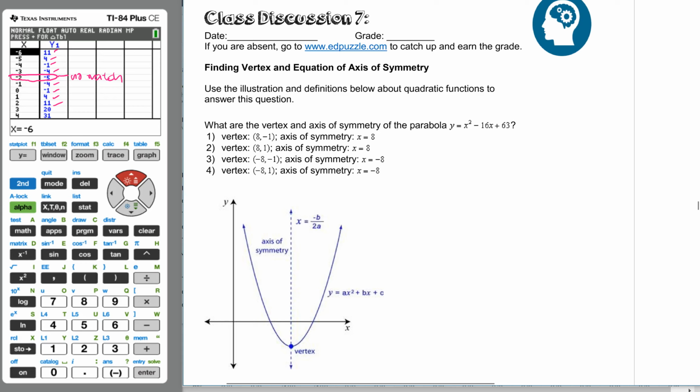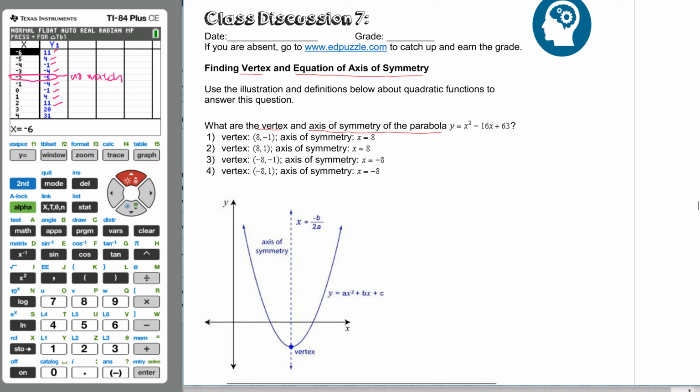Let's work now on class discussion 7, finding vertex and equation of axis of symmetry. Okay, so you're given the problem here. What are the vertex and axis of symmetry of the parabola? Now let's look at the drawing here. Use the illustration and definitions below about quadratic functions to answer this question.